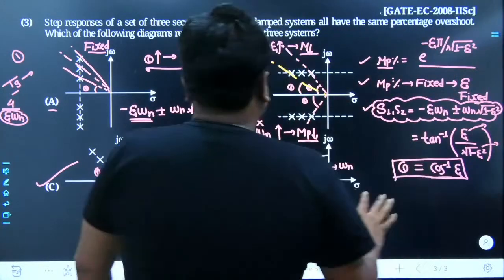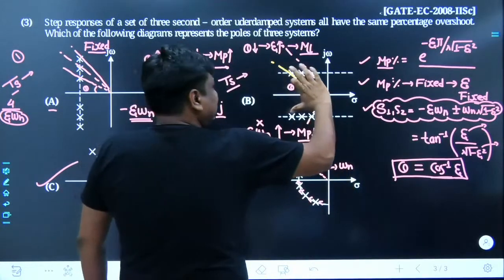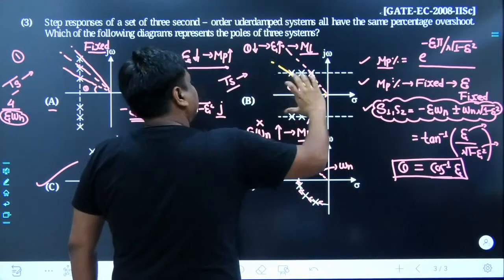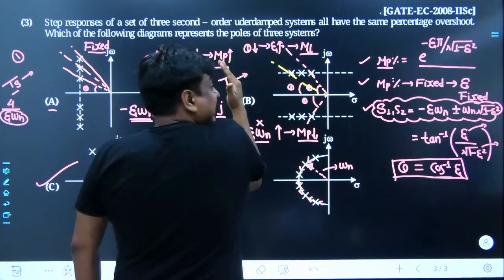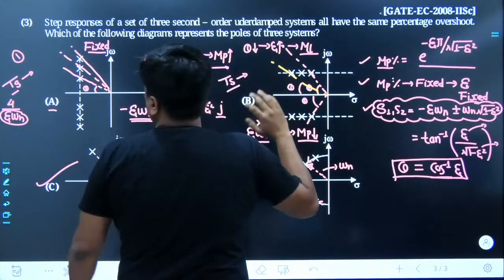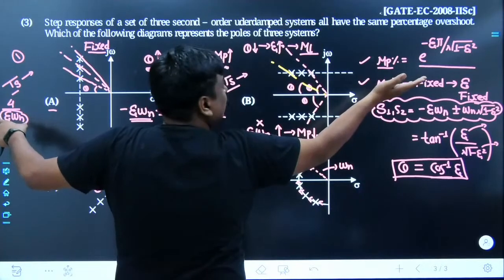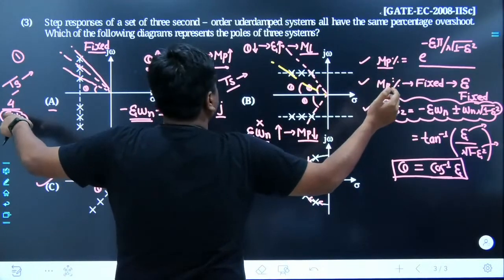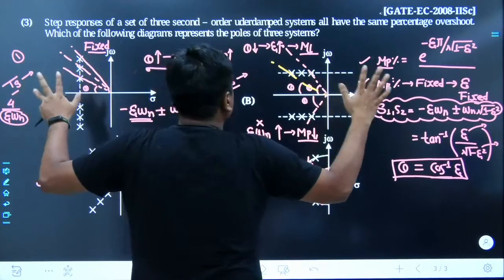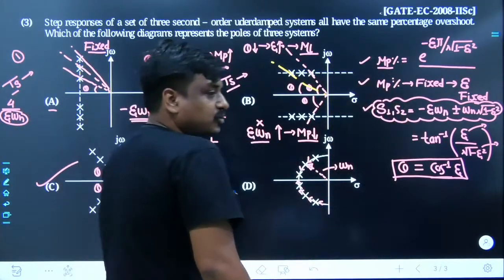Decrease, obviously it would decrease. Why? Minus zeta omega n keeps decreasing, the minus factor goes out, and zeta omega n keeps increasing in terms of magnitude. As the value of zeta omega n keeps increasing, Ts relates inversely with zeta omega n. As the value of zeta omega n increases, definitely Ts has to decrease.